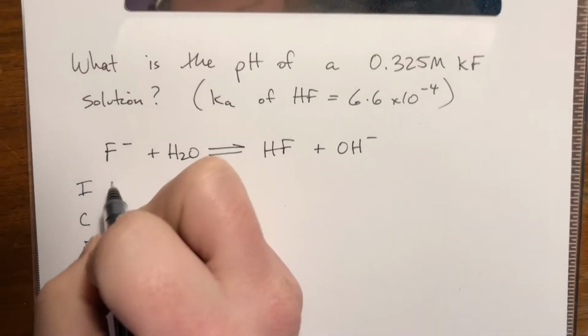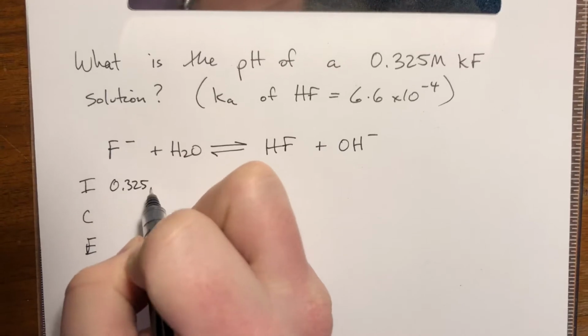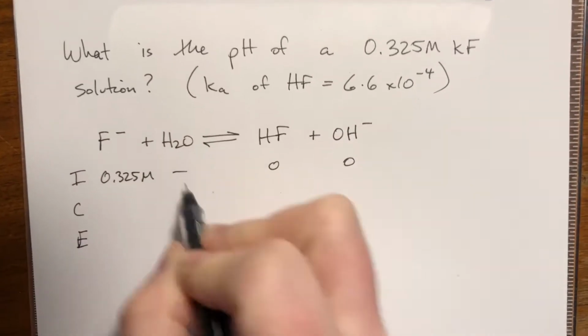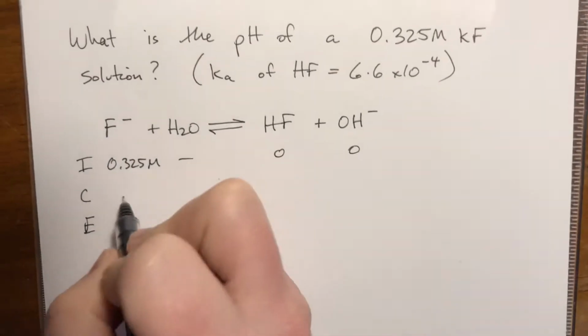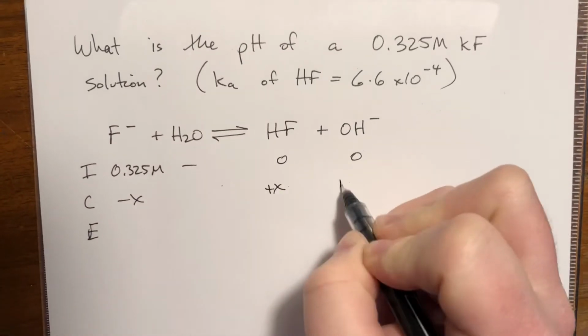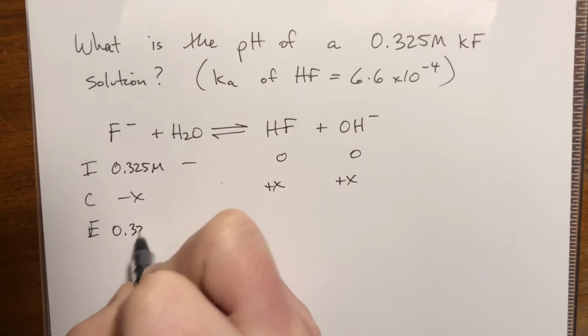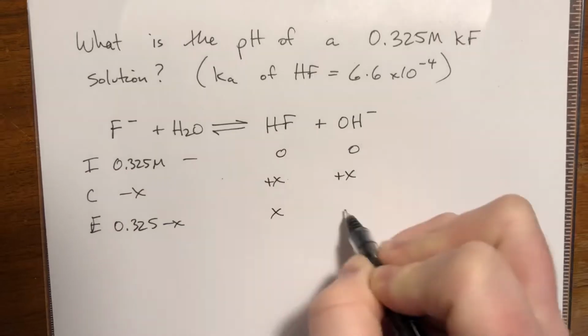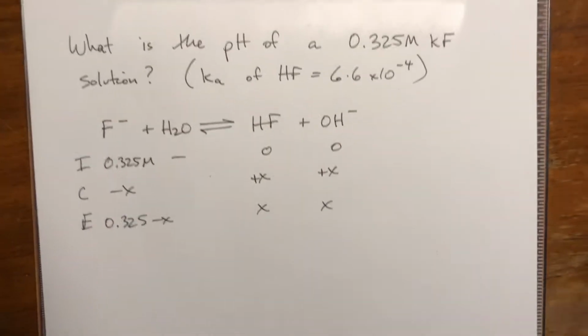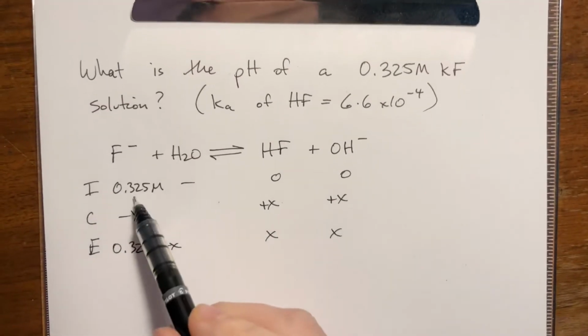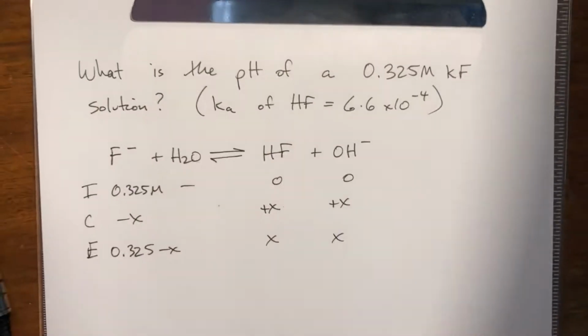So our initial concentration is 0.325. This is zero. We're going to ignore water like always. This is going to decrease by some amount. This is going to increase by some amount. Okay, so this is our concentration of base. We need to check our assumption.